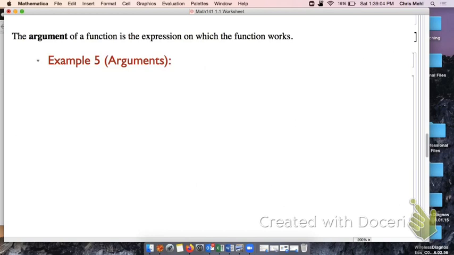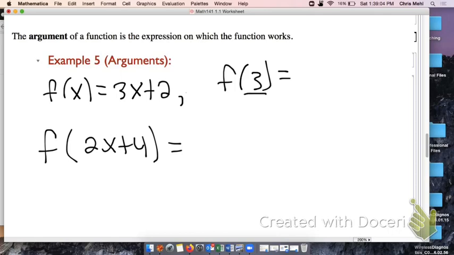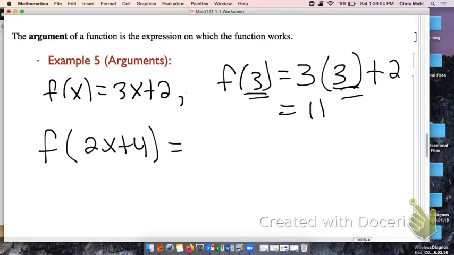Now, you might have something like this. Again, I'm going to use f of x equals 3x plus 2, but I might look at the expression f of 2x plus 4. So I want to stop you. Again, I can do a particular input like f of 3. The function says you take 3 times the input, add 2. So notice again, x is replaced on both sides by 3. You get 9 plus 2, which is 11. Now this time, 2x plus 4 is the argument. So basically, the argument is whatever is inside these parentheses.